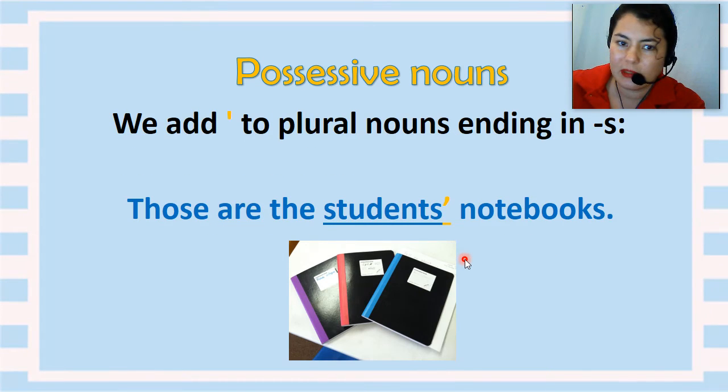Then there are other nouns, plurals, that already have an s. If this has an s, then we cannot add another s. We're just going to add the apostrophe, but not the s, because we cannot say students's. We're going to say students, and then we add the apostrophe.